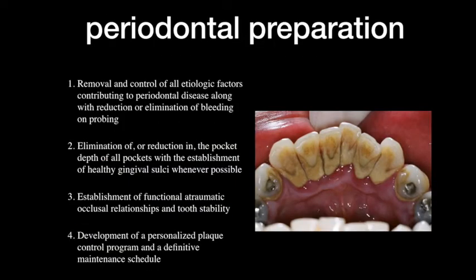Some problems are from the perio. For example, if the patient doesn't clean the teeth well, has a lot of calculus and a lot of inflamed tissues, then you have to do the periodontal control procedure. The purpose of this is that you want the teeth to finally be healthy.